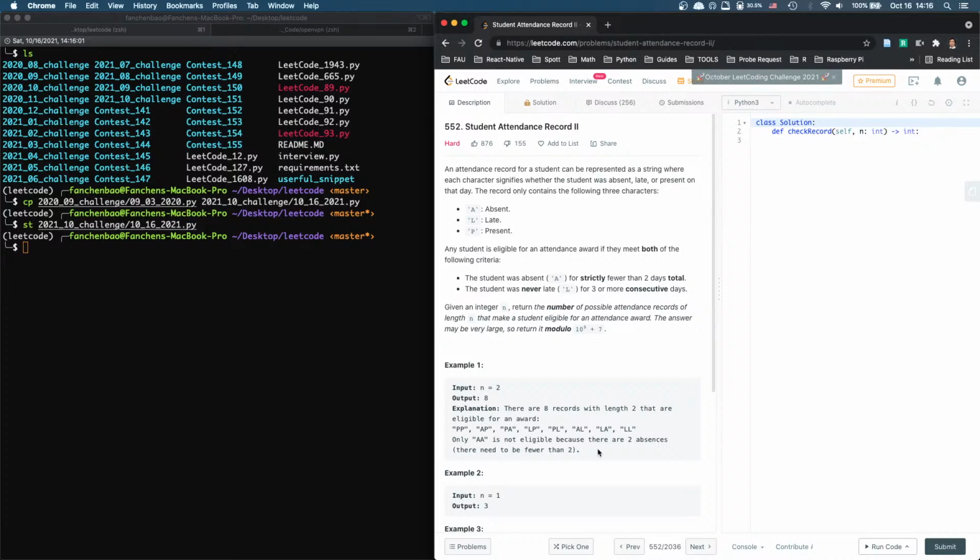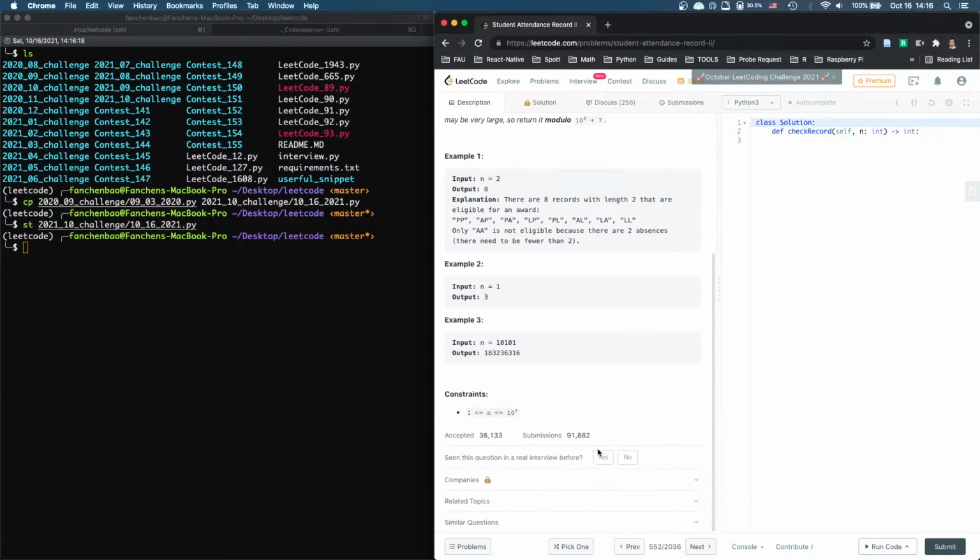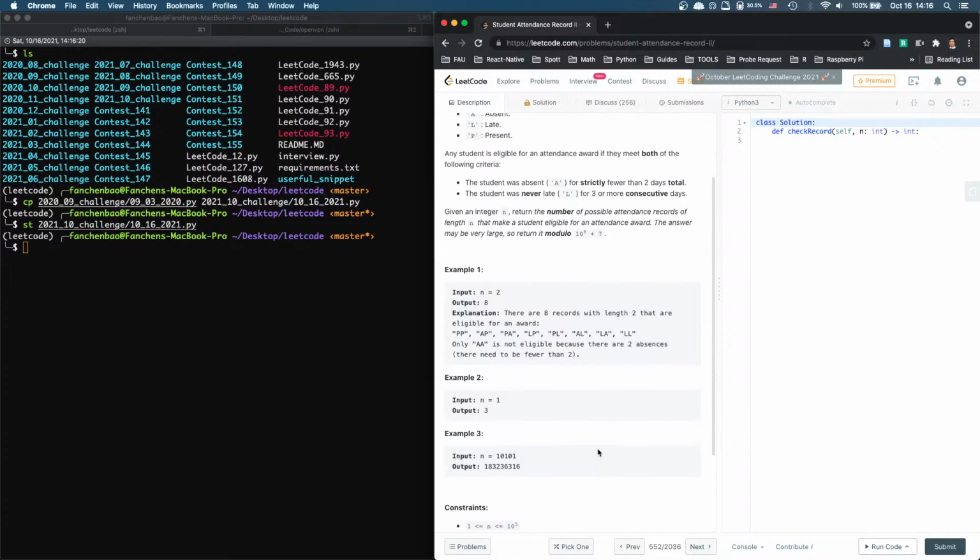So we're going to have the length, and whether it allows A, allows L. So it's like three levels of DP, 10 to the 5th. Ooh, I feel like it's going to time out. 3 levels, 10 to the 5th.